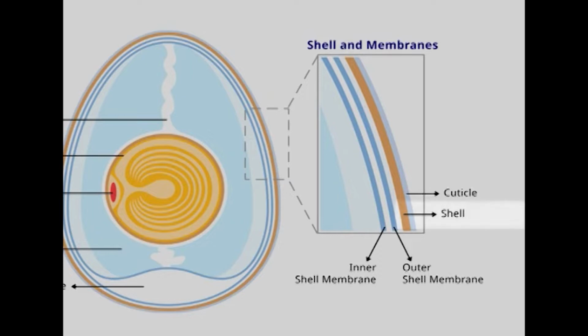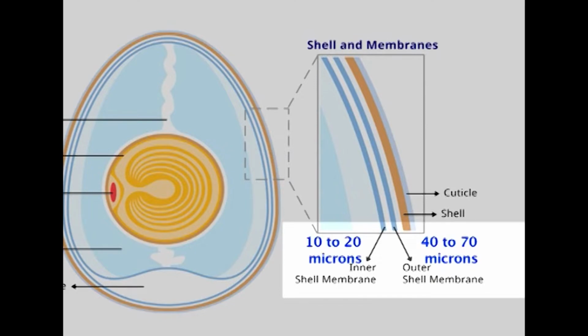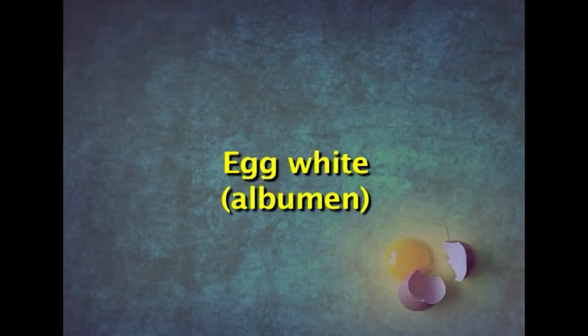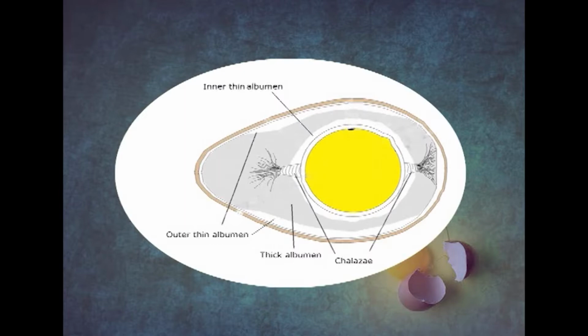Now, the shell membrane consists of air cell, outer shell membrane and inner shell membrane. The inner and the outer shell membrane measure around 40 to 70 microns and 10 to 20 microns in thickness respectively. And the air cell is situated in between the two membranes, usually on the broader end of the egg. Now, egg white or albumin consists of four layers. First, the chalaziferous or the inner thick white, then the inner thin white or albumin, then outer thick or firm or dense albumin, and outer thin albumin.